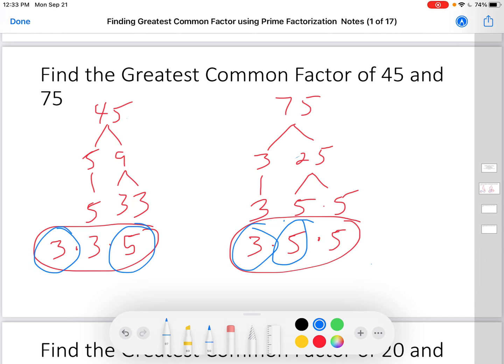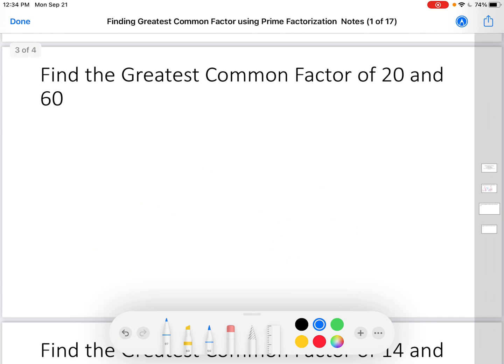a 5 in common. So now we find the greatest common factor. We take the two common prime factors and multiply them together. 3 times 5 is 15, and 15 is the greatest common factor of 45 and 75. And this is how you show your work. All right, let's do another example.